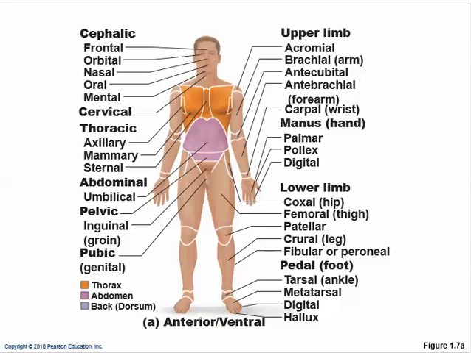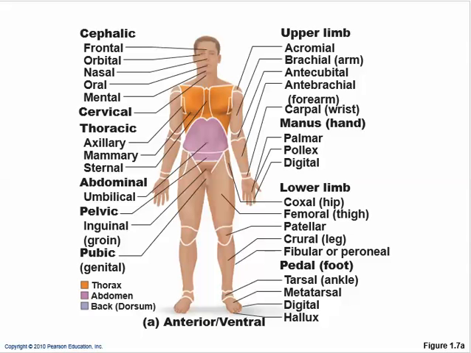In the limbs, the upper limb is the acromial, the point of your shoulder. Brachial is the arm. Cubital is the elbow, so antecubital is the front of the elbow where you take blood. Antebrachial is your forearm. Carpal is your wrist. Manus is hand, so the palmar part of your hand. Your thumb is pollex, your fingers are digits.